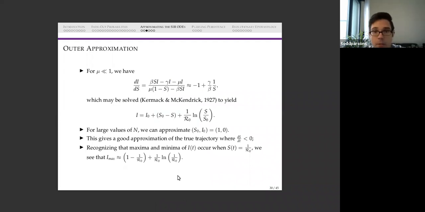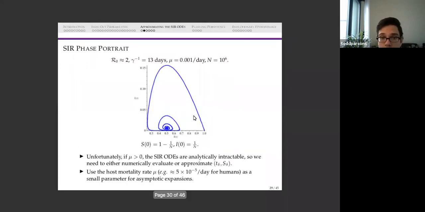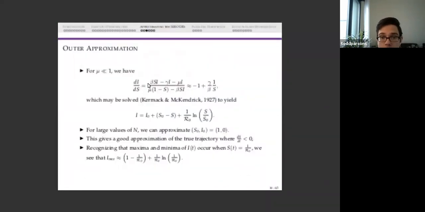In fact, this is what Kermack and McKendrick did in their 1927 paper. I can write down not the original system of differential equations. Remember, before I had dI/dt and dS/dt, but I now wanted to look at the phase portrait of that, which is what I showed you in this slide. This is an equation describing the phase portrait. If I assume that mu is small, then this simplifies to something which is solvable analytically.